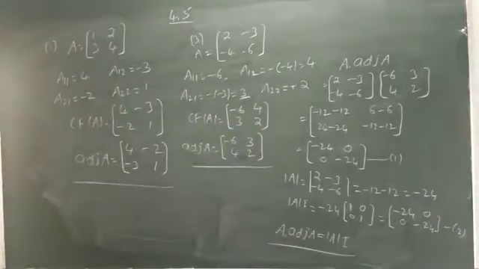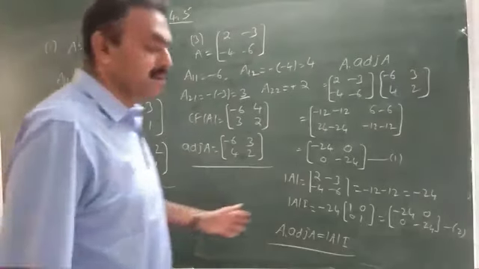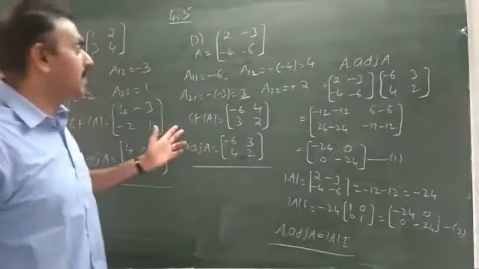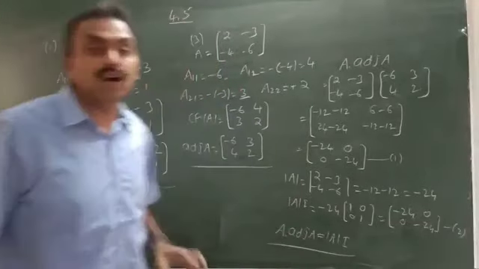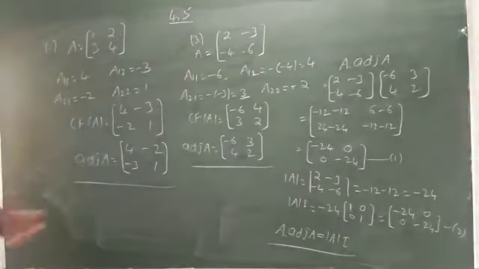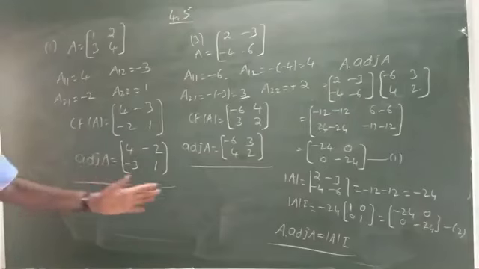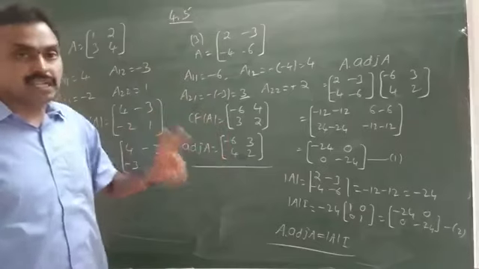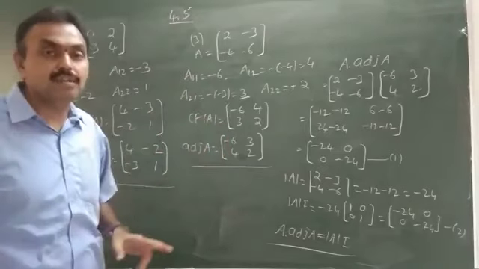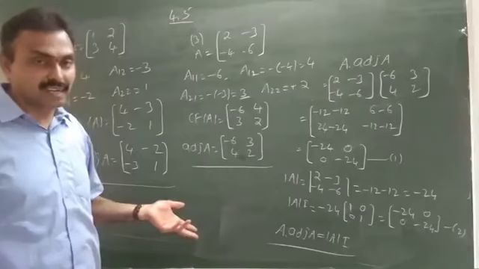Similarly, we can prove adjoint A into A is equal to determinant A into I. For this problem, they have asked us to verify this property. A into adjoint A is equal to adjoint A into A is equal to determinant A into I. Think you have understood? Given a square matrix of order 2, you can get the answer directly by interchanging the diagonal elements and changing the signs of the other elements.